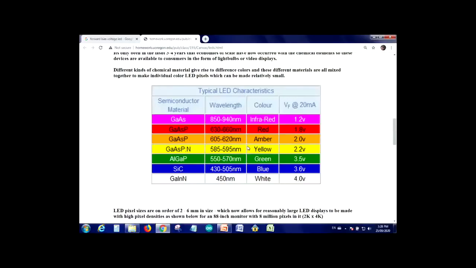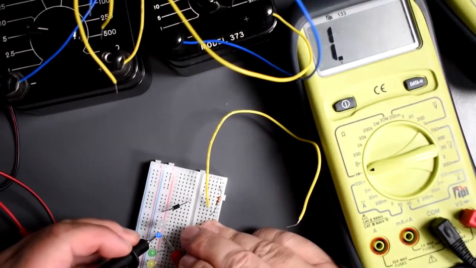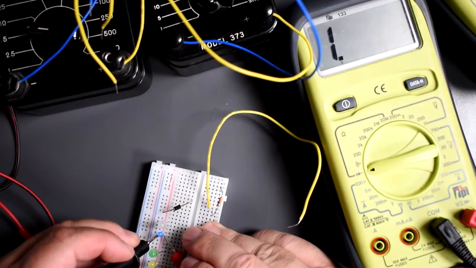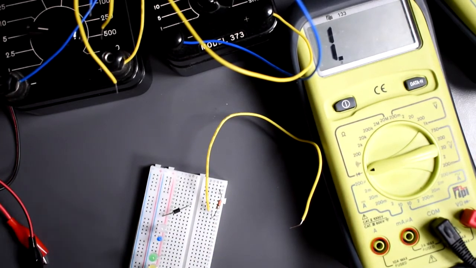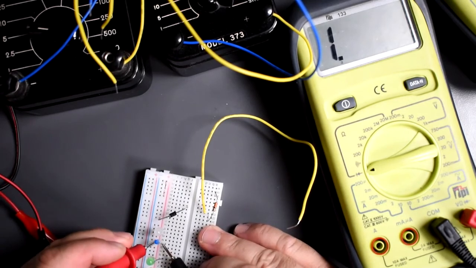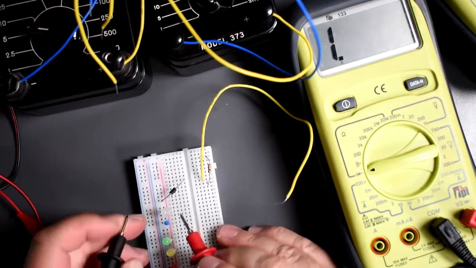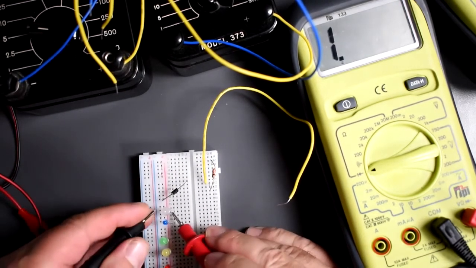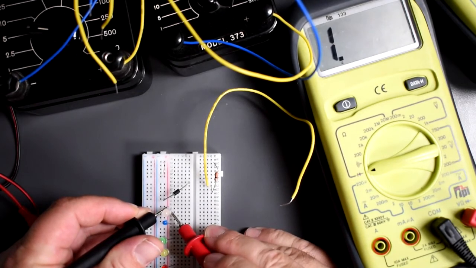Okay, let's keep going. Blue, it should have 3.6. Does it? It says we're out of range. And the white, well, let's just make sure that we didn't reverse polarize it. Nope. Let's see the white one. Still, it lights up a little bit, but we still get no reading.